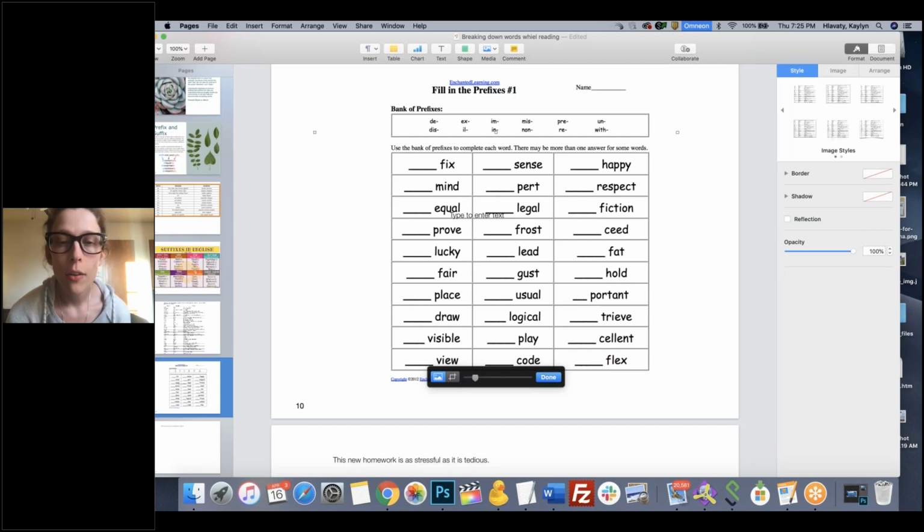If you see any other ones, I'm seeing a couple more. Would be like unfixed, like to undo.